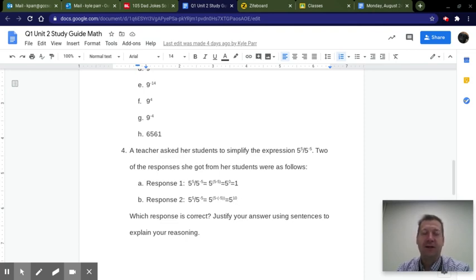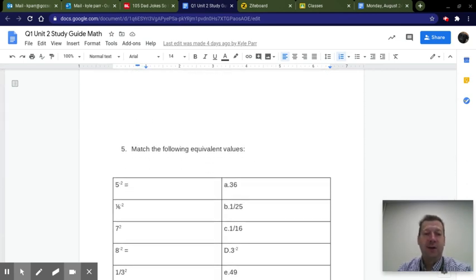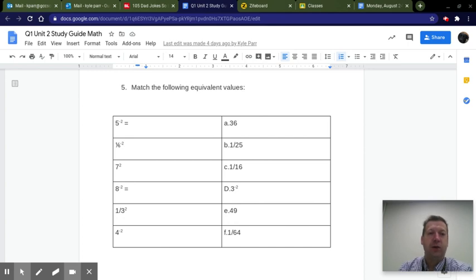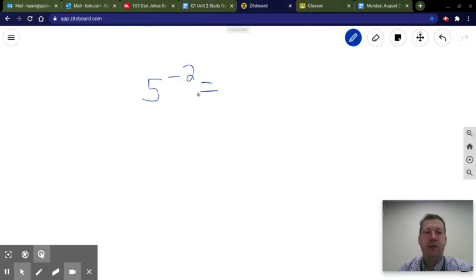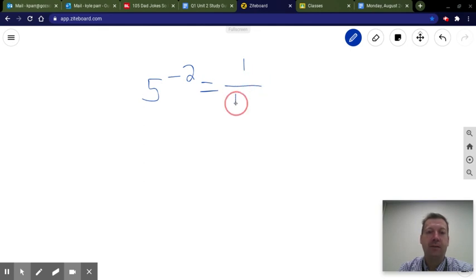Now, it's not the same exact question on the test, but it's very similar. And it's got this concept in it that you need to understand. Minus negative means addition. Let's jump down to the last question on here. Match the following equivalent values. So 5 to the negative 2nd. Well, if I have 5 to the negative 2nd, I know that I need to change that negative. And in order to change that negative, I always make a fraction with the 1 on the top. And then I put 5 squared on the bottom.